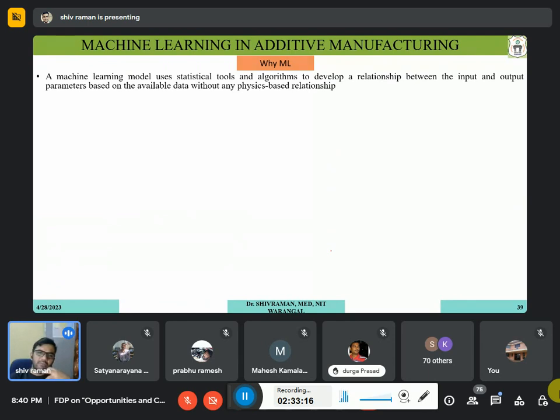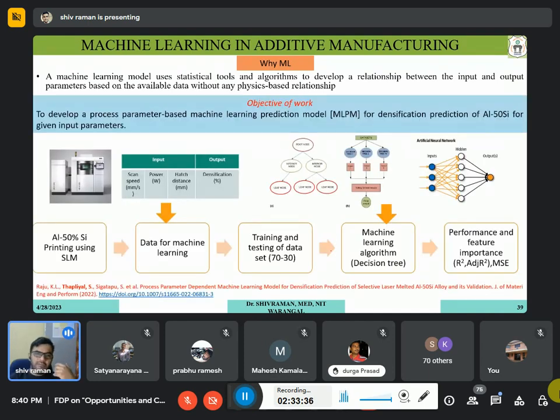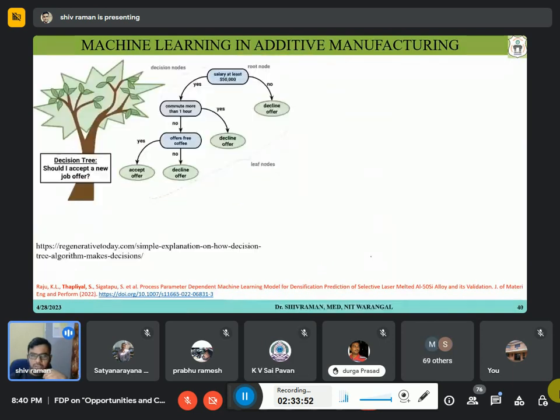As we know, in the additive manufacturing process, the physics-based relationship is still not quite well established. But here, what we thought of is machine learning, which does not require any complex input-output relationship; it learns from the data in order to do the prediction. So keeping that in mind, we printed the test coupon, generated the data, applied different machine learning algorithms, which are decision tree, random forest, and we checked the performance of all the models.